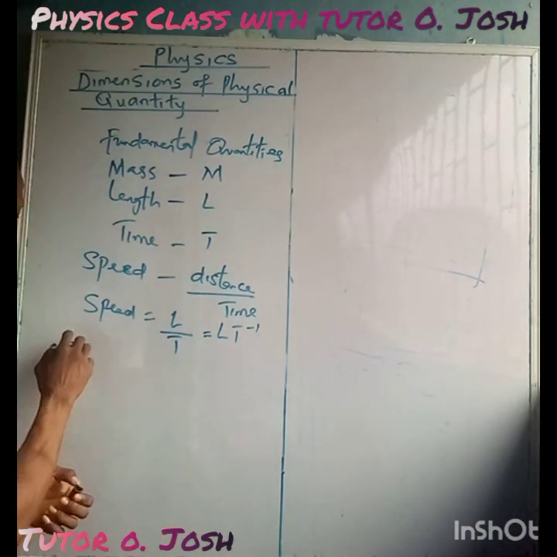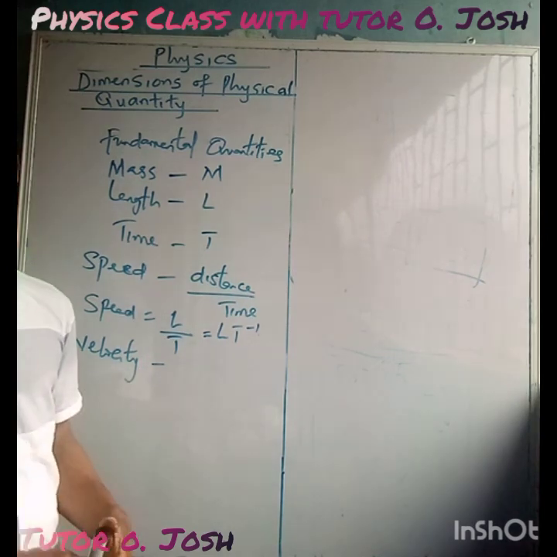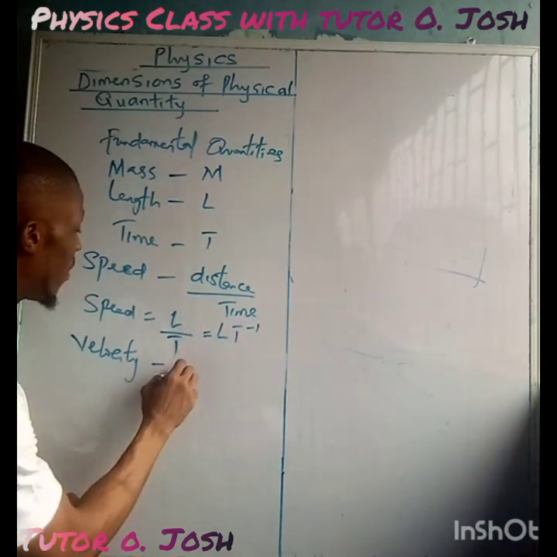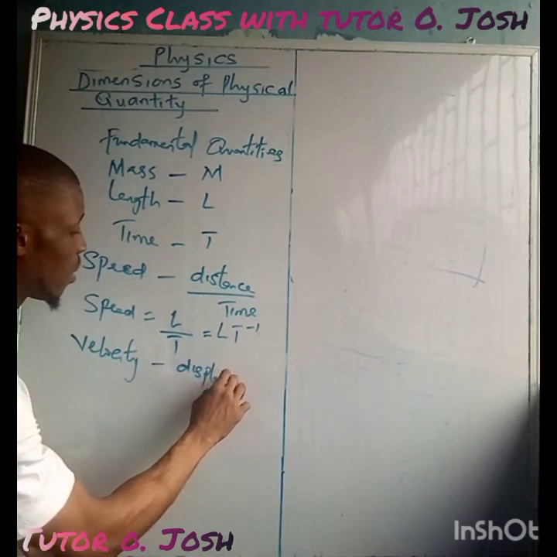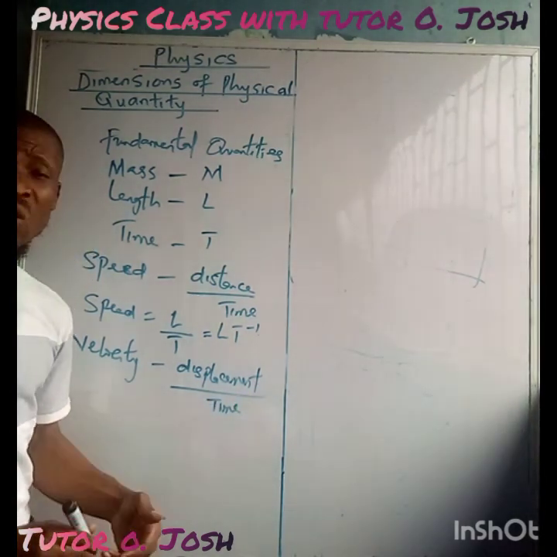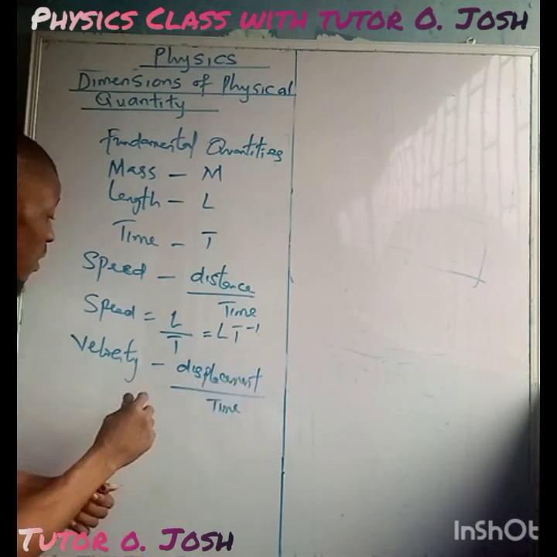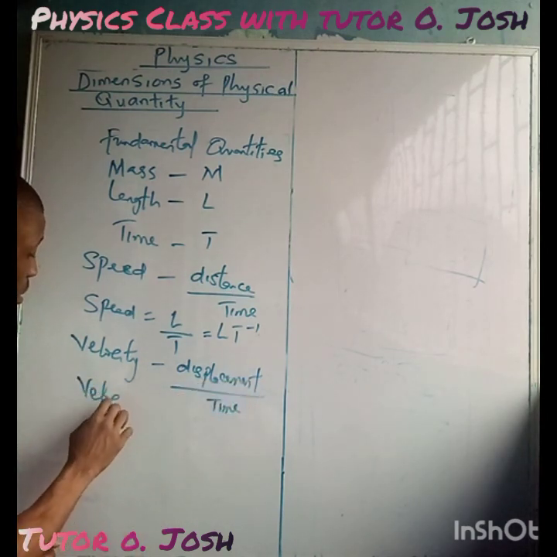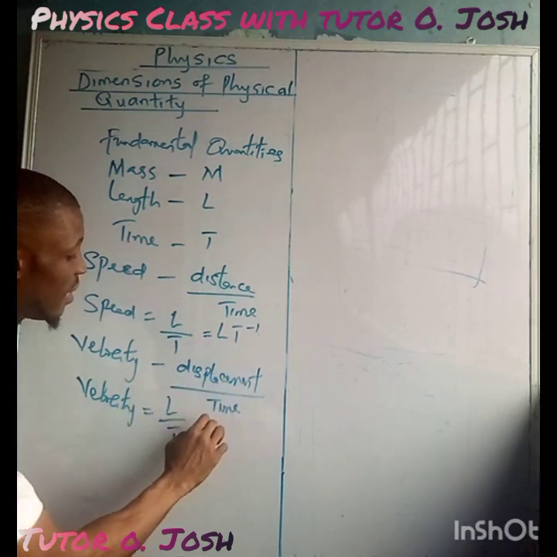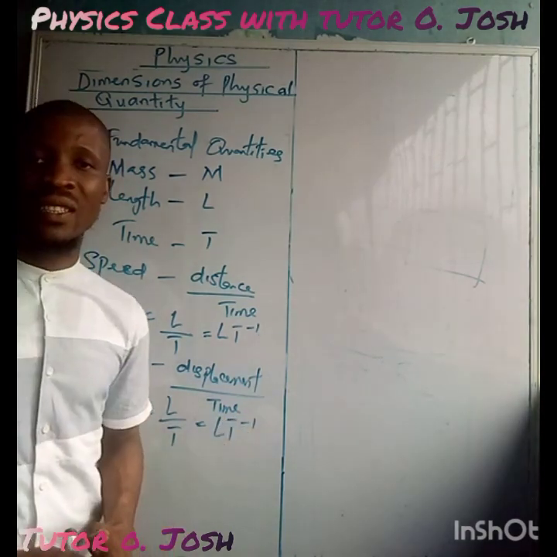Now what of velocity? What is the formula for calculating velocity? Velocity is the rate of change of displacement with time, that is, displacement over time. The dimension of displacement is also regarded as length. So velocity equals L over T, and that gives us LT^-1. So the dimension of speed and velocity is the same.